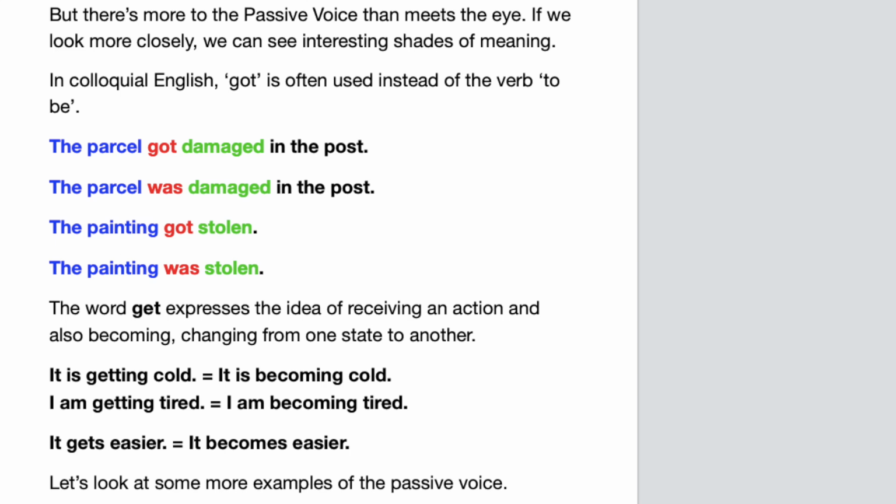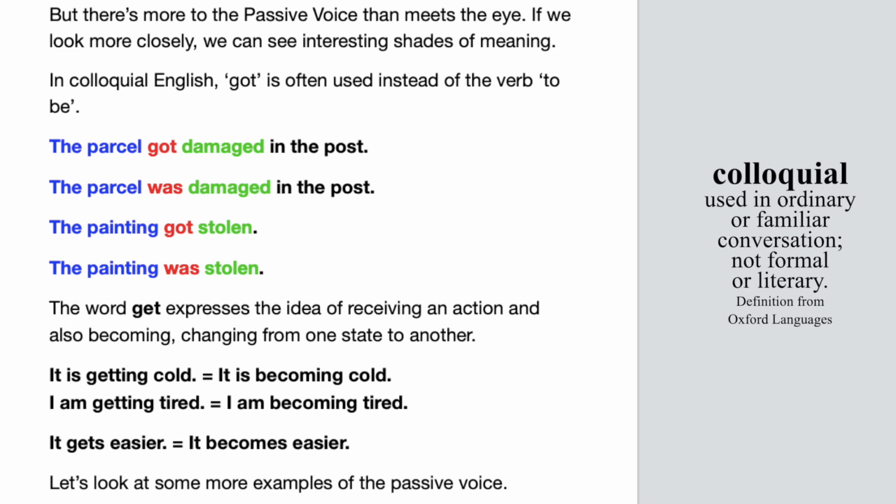If we look more closely, we can see interesting shades of meaning. In colloquial English, got is often used instead of the verb to be. The parcel got damaged in the post, which is the same as the parcel was damaged in the post. It sounds a bit more colloquial when you say got. The painting got stolen. Better English would be the painting was stolen.